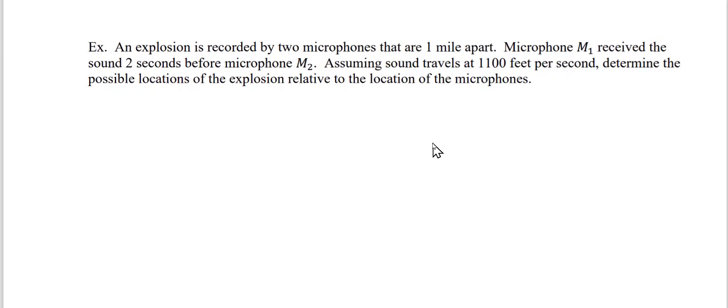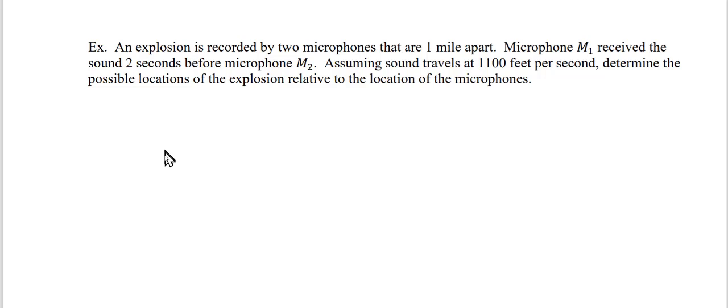Let's actually do an example using this. It says an explosion is recorded by 2 microphones that are 1 mile apart. Microphone M1 received the sound 2 seconds before microphone M2. Assuming sound travels at 1,100 feet per second, determine the possible locations of the explosion relative to the location of the microphones.